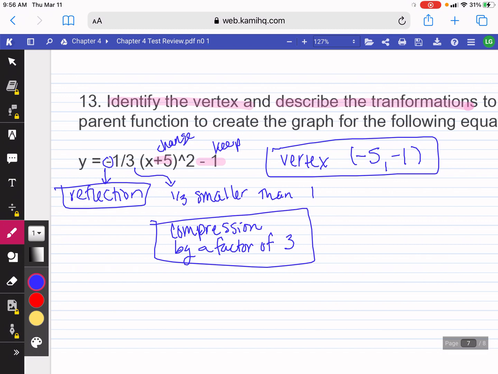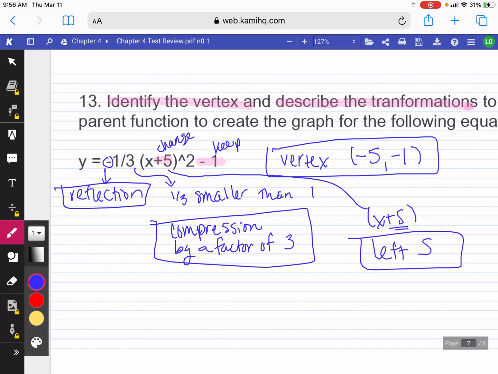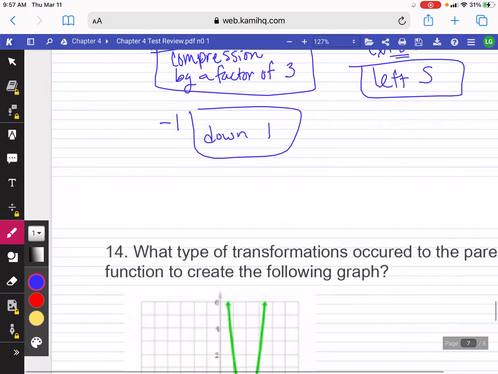Now, the plus 5 is in parentheses. So that x plus 5 in parentheses is telling me it's going to move left 5. Remember, plus is left, right is minus. And then that minus 1 at the end is telling me it's going to move down 1. So that would be your vertex and the different transformations that would take place here.